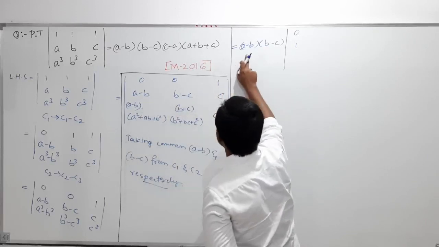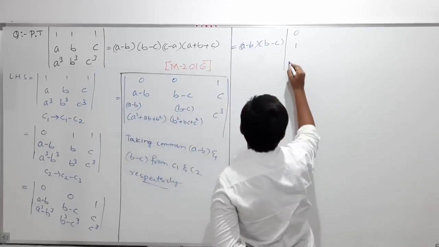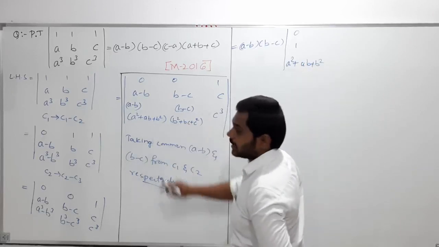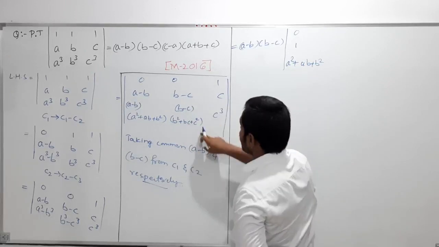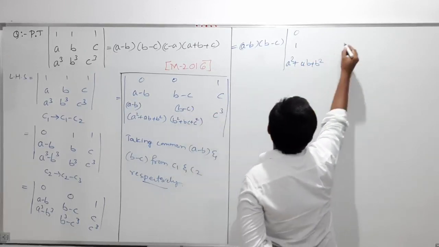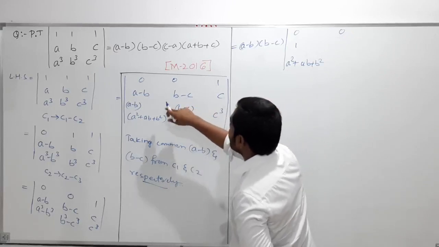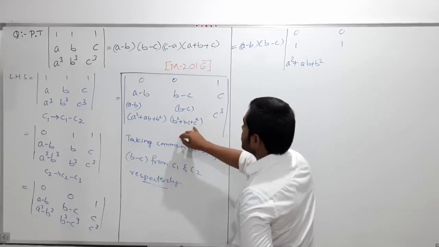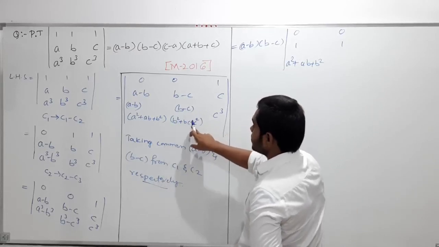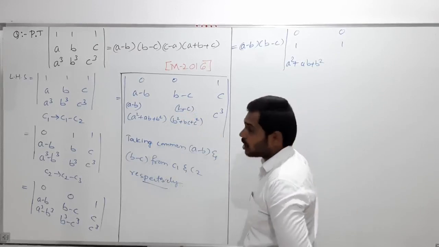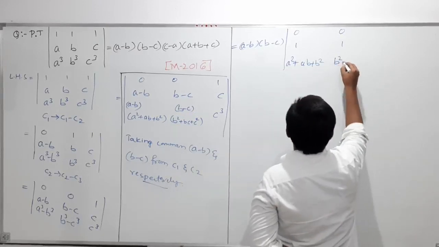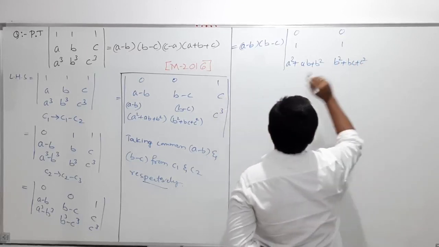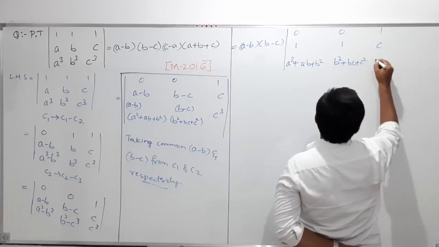So a minus b you already took common, so what is remaining inside here is a square plus ab plus b square. Clear? And next from column 2 you are taking b minus c as common, so 0 write as it is. So b minus c if you take common, what is remaining, 1 is remaining, and here the remaining is b minus c into this, which means b square plus bc plus c square. B minus c already you are taking common, remaining here is b square plus bc plus c square. And next, my students, column 3 is as it is, 1 and c cube.